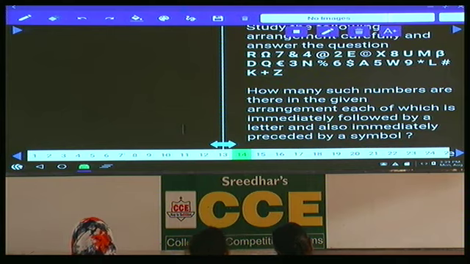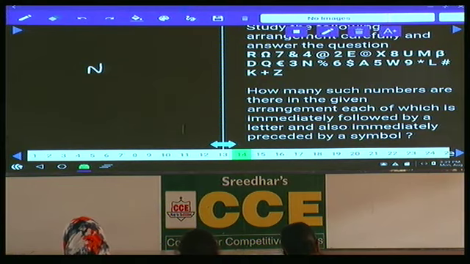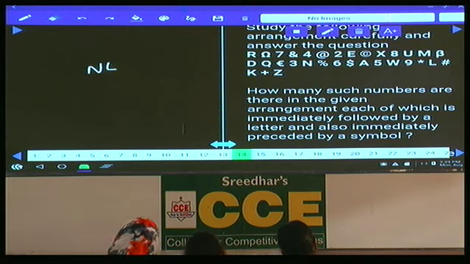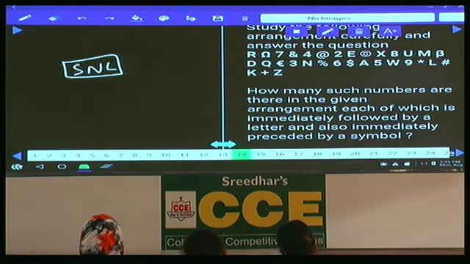Then question number 14. How many such numbers are there? Now the question is about numbers, which I am representing with n. How many such numbers are there, each of which is immediately followed by a letter and preceded by a symbol? The sequence should be symbol, number and letter. Now this symbol is followed by a number but not followed by a letter.